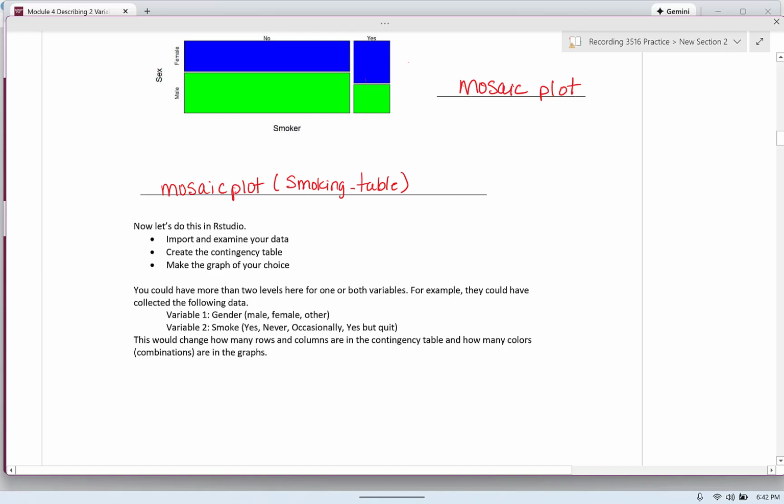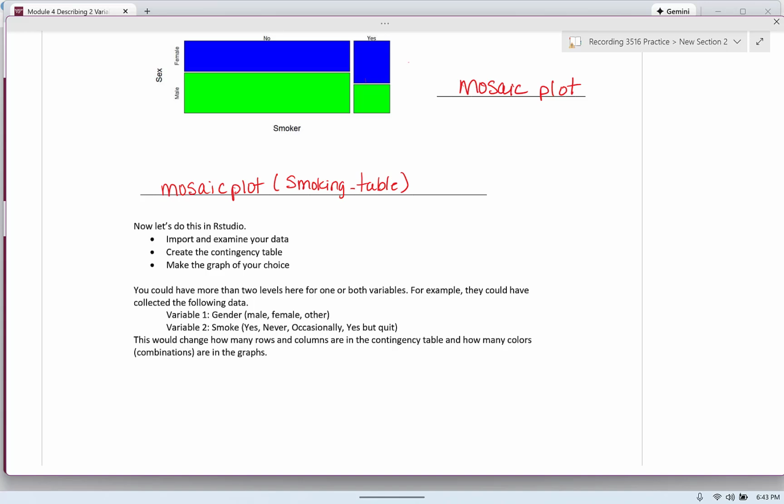We only have two possible answers for biological sex, and we only had two possible answers for smoking. But you guys, when we have variables like this, it is quite possible there's more than two levels. And here's just an example that you could have. So instead of biological sex, we're looking at gender, and somebody may answer male, female, or other. And then variable two was smoking, and we might have yes, never, occasionally, or yes, but quit. So this would change how many rows and columns are in the contingency table and how many color combinations there are in the graphs.